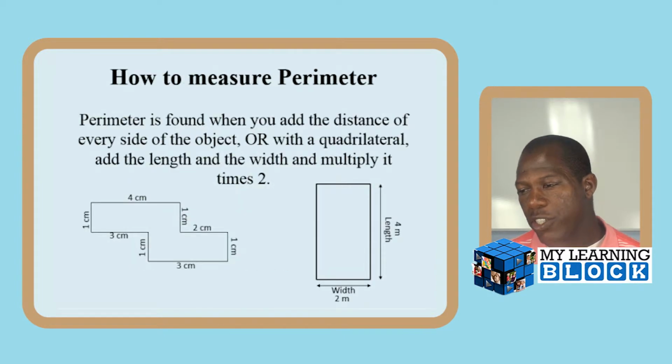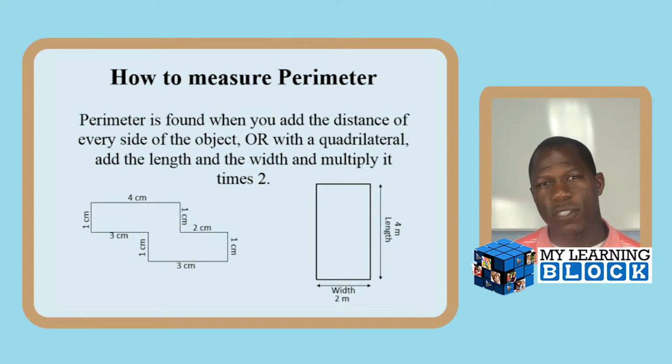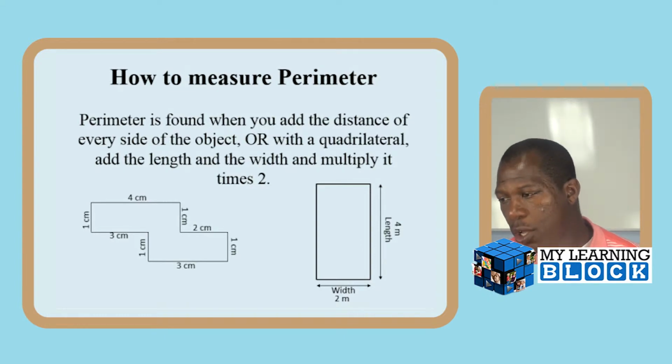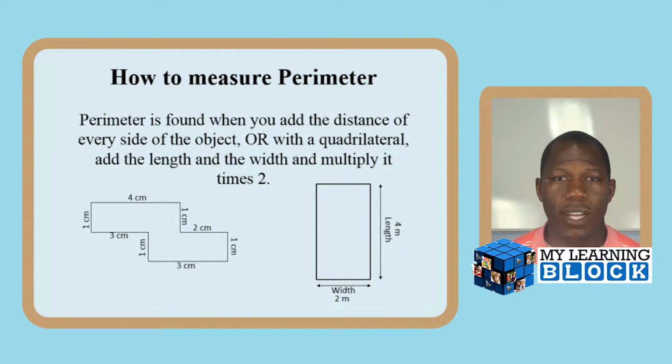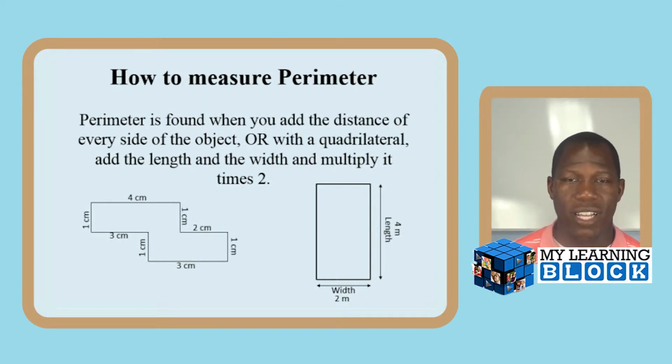So how do we measure perimeter exactly? Glad you asked. Perimeter is found two ways. If you were working with a quadrilateral or any shape, the way you figure out perimeter is you simply add up all the sides. If you have four sides, then you add up each side, put them together, and what do you got? The perimeter.